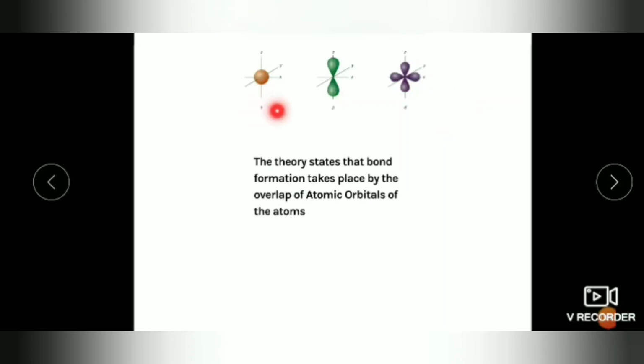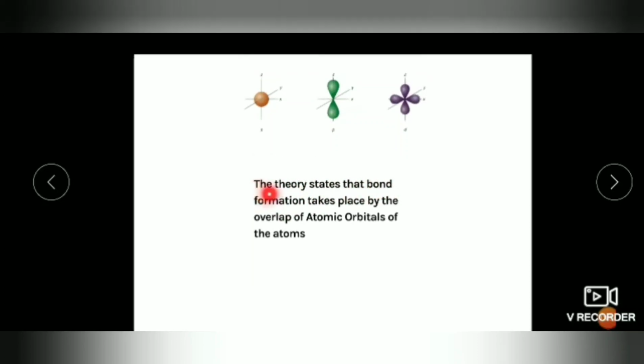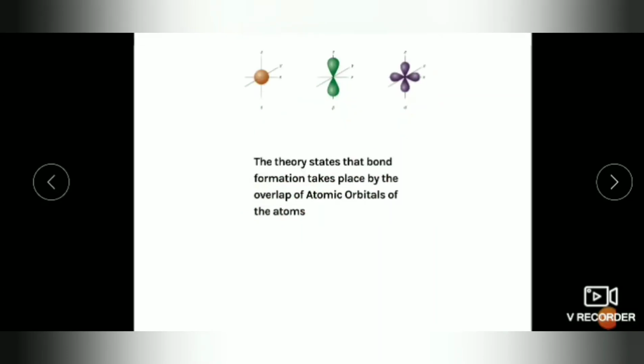So in this session, we will see how the atomic orbitals overlap, and to what extent the overlapping takes place. This theory states that bond formation takes place by the overlapping of atomic orbitals of the atoms. If the atom is, for example, chlorine, it contains 7 electrons.